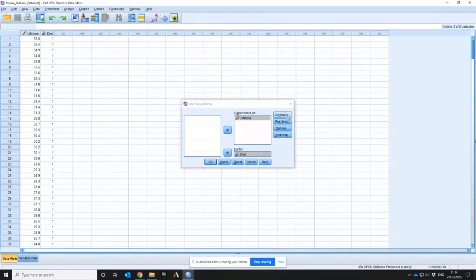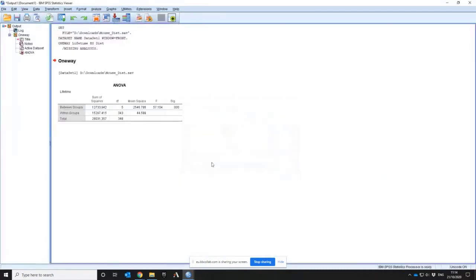Let's not worry about contrasts ever, and I won't worry about post hoc at the minute. I'll just run ANOVA. So I press OK. Done. That's done an ANOVA. So the things you're looking at here are, this is your F statistic again. So the F is a very large number. It's 57.104, and the significance of it is 0.